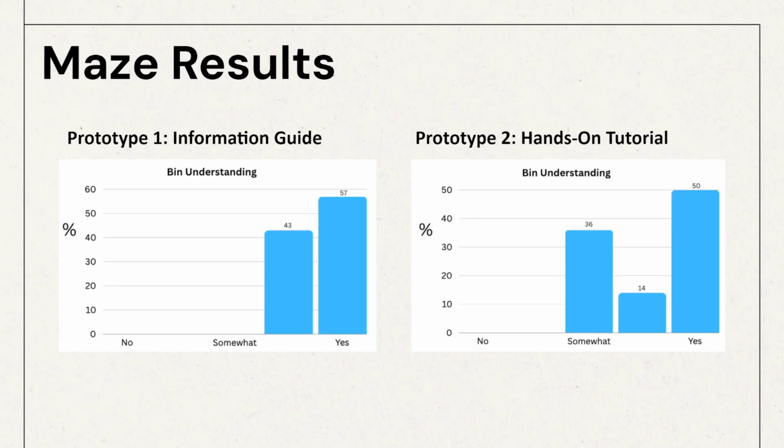And in the end, we've decided to stick with prototype 1, and the real sticking point is the fact that at the end of prototype 1, users felt they understood bins better, while after prototype 2, it being longer, users also felt like they were still unsure of what bins were by the end of it.